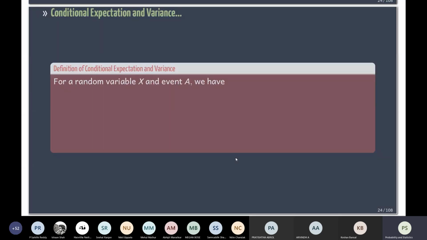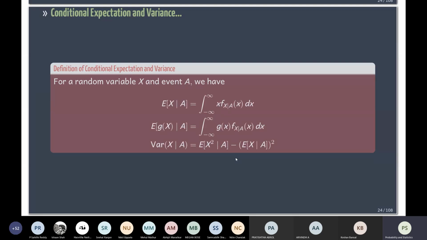Now, similar to the discrete case, we can also define conditional expectations and variance. For a random variable X and event A, the conditional expectation of X given A is given by the integral of x times the conditional PDF. The only thing you need is the conditional PDF. If you can get hold of this, then expectation is just x times the PDF of whatever random variable you're thinking of. Similarly, we can do this for a function of a random variable. It's just an extension of that: instead of x, you put g(x). Similar to the discrete case, it's just that instead of summation, now I have an integration.